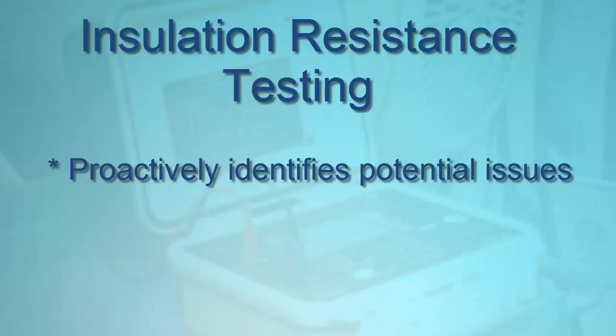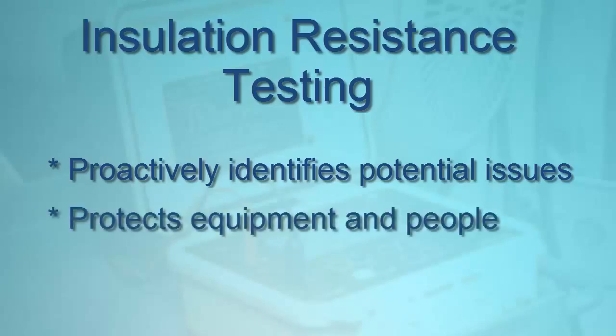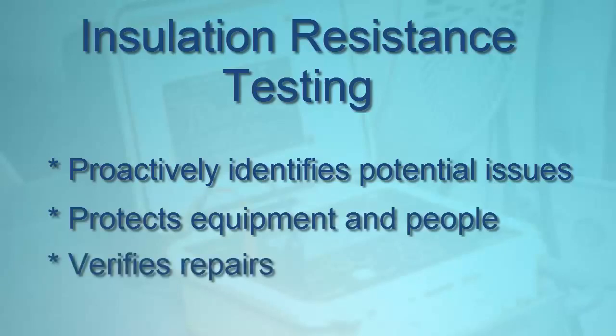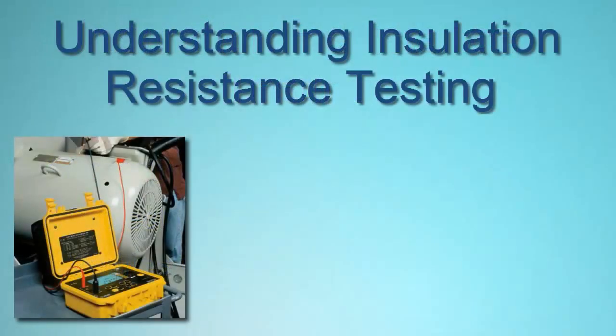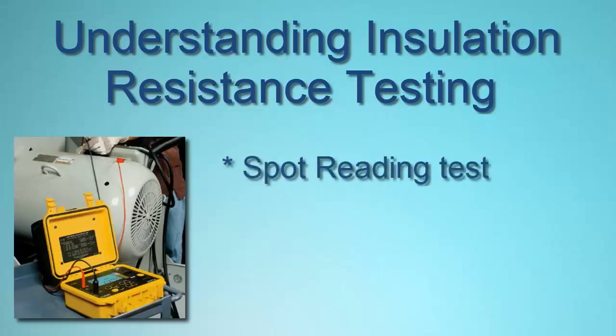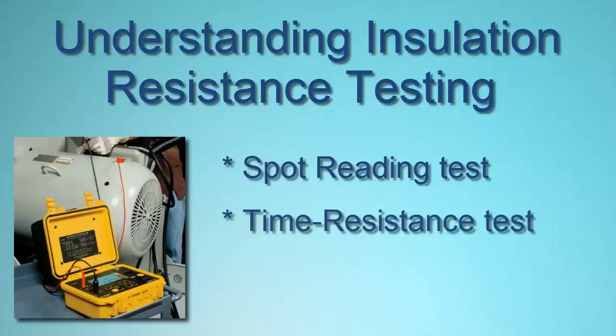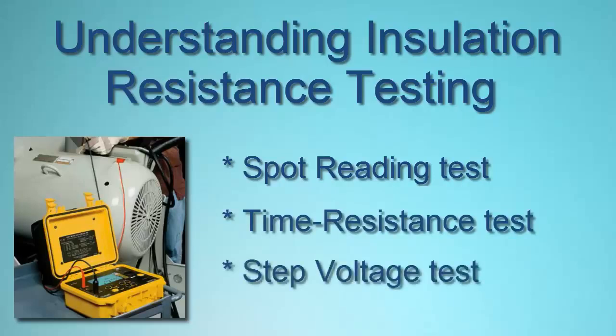Insulation resistance testing helps ensure personnel safety and optimal operation of equipment. It also helps to validate the quality of repairs that may be required before the instrument is put back into operation. In this video, we discuss 3 commonly used methods for testing insulation resistance: the spot reading test, the time resistance test, and the step voltage test. These 3 tests are used primarily to test motor, generator, cable, and transformer insulation.